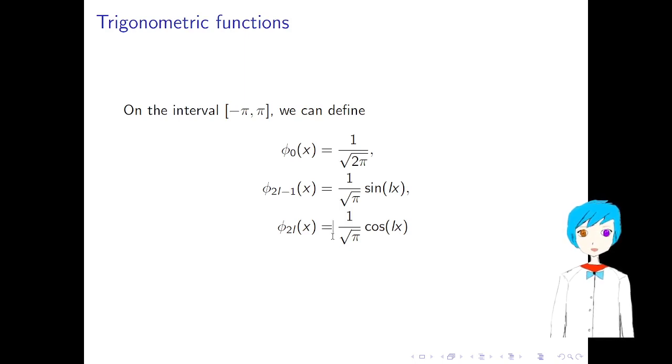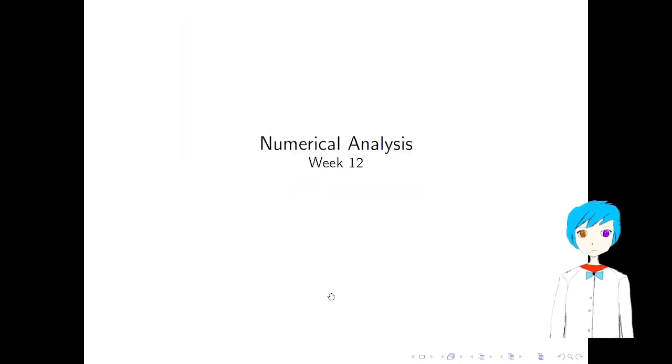minus pi to pi. We can define phi 0 to be a constant 1 divided by 2 square root of 2 pi, phi 2l minus 1 to be 1 over square root of pi sine lx, and phi 2l of x to be 1 over square root of pi cosine lx. So we can show that they form a set of orthonormal basis functions on the interval minus pi to pi.